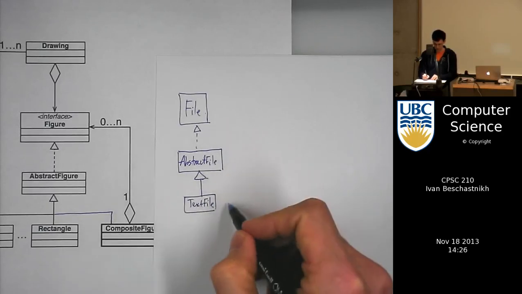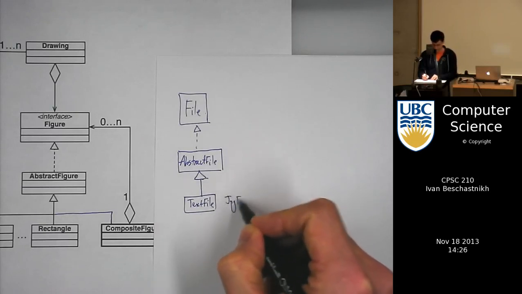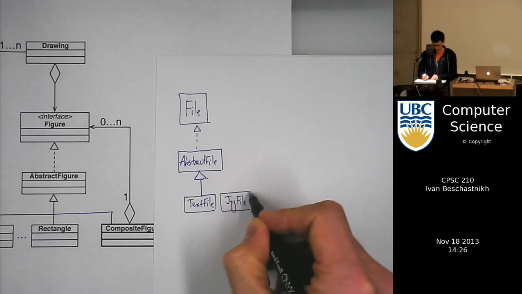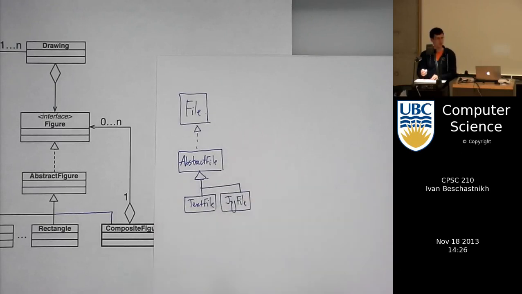Maybe I have a JPEG file. I have different kinds of files, and maybe there are different ways in which I write them, different ways in which I read them. So I need individual classes to represent these.